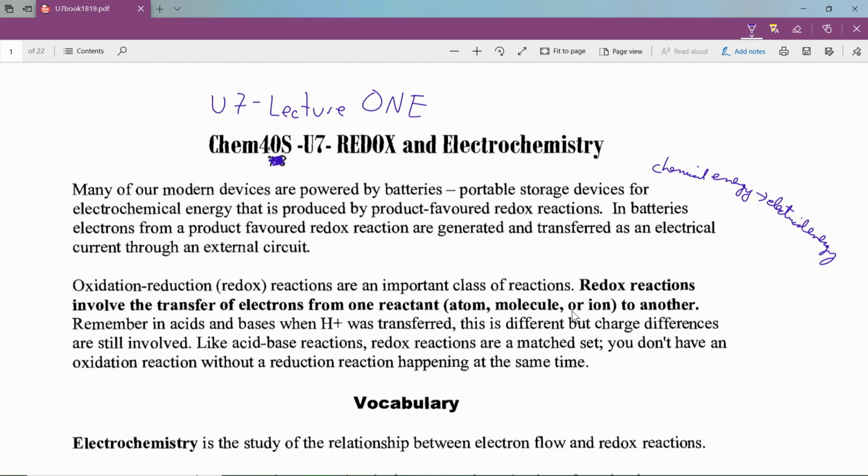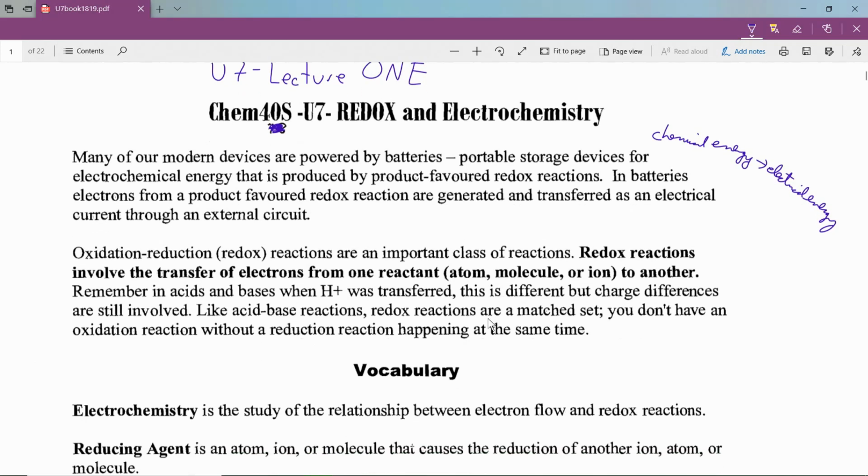Redox reactions involve the transfer of electrons from one reactant to another. So just as in our previous chapter, chapter 6, with Brønsted-Lowry acid-base reactions, we looked at transfers of protons, here we're looking at transfers of electrons. It's a matched set. You can't have oxidation without reduction. There's no I in team.